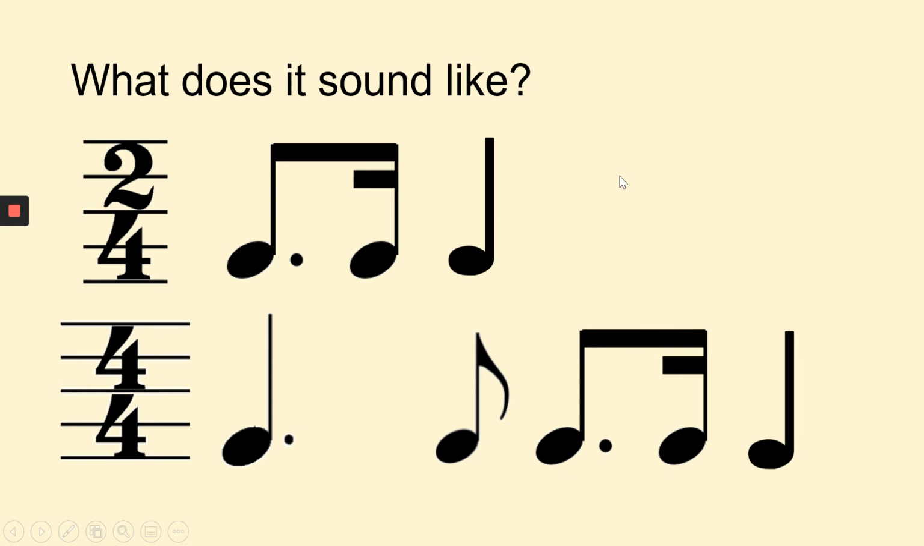Okay, but what does it sound like when we combine it with a dotted crotchet? Let's look at this second rhythm. Let's listen again.